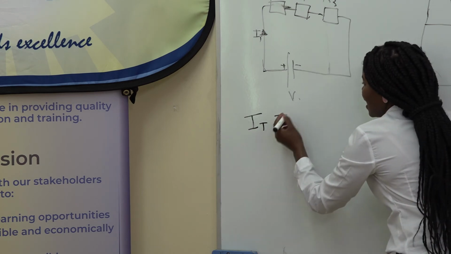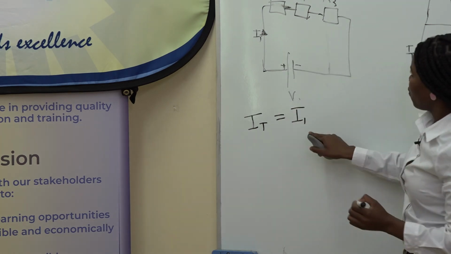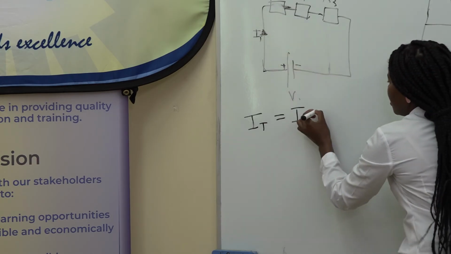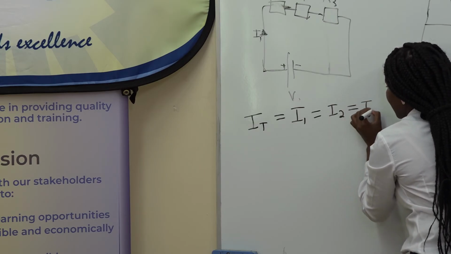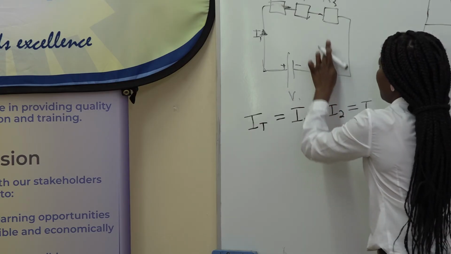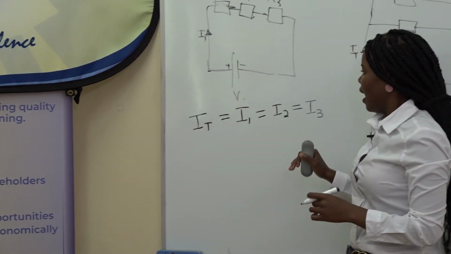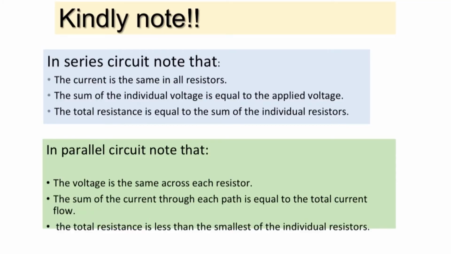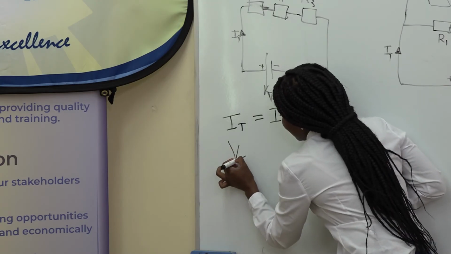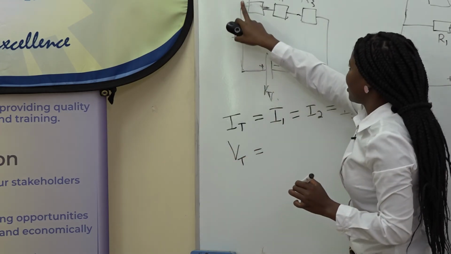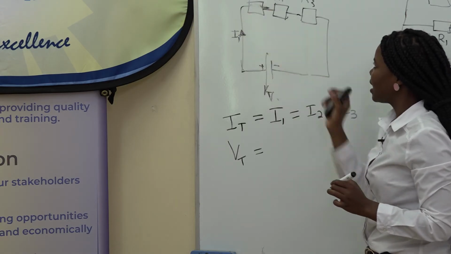It means that the total current is equal to the current flowing in resistor 1, the same as the current flowing in resistor 2, the same as the current flowing in resistor 3, depending on the number of resistors that we have. And the sum of the individual voltages is equal to the applied voltage. So this is our VT. If we are given a VT, which is the total voltage, it is distributed across each and every resistor.